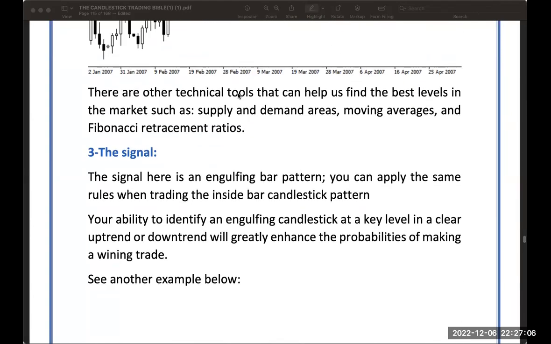There are other technical tools that can help us find the best levels in the market, such as supply and demand areas, moving averages, and Fibonacci retracement ratios. Then the third aspect is the signal. The signal here is an engulfing bar pattern. You can apply the same rules when trading the inside bar candlestick pattern. Your ability to identify an engulfing candlestick at a key level in a clear uptrend or downtrend will greatly enhance the probabilities of making a winning trade. See another example below.